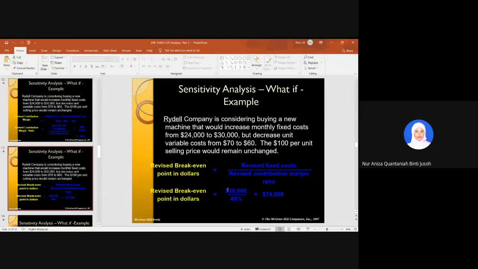If you want to find it in units, it's the same approach. You take the revised fixed cost and divide by the new contribution margin per unit, which is 40. So if the break-even in dollars is $75,000, then the break-even in units will be 75,000 units because the unit selling price is 100. So it's easy.